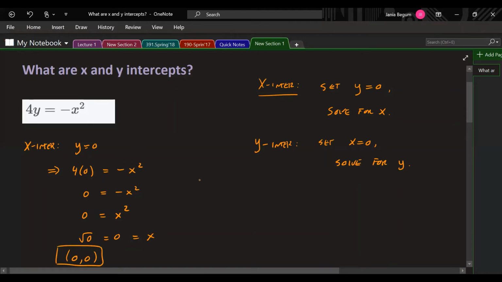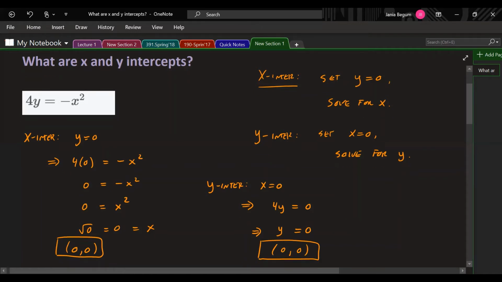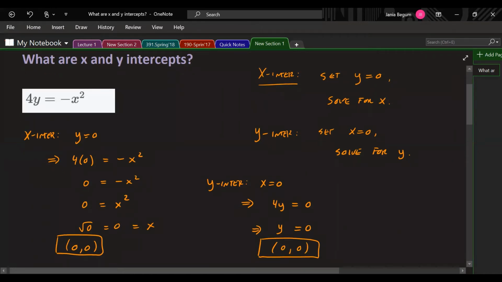And now for the y-intercept, we are going to set x equals to 0. That would give us the equation 4y is equal to 0 squared, which is 0. And then we divide by 4, so that will give us y is equal to 0. So there you'll have your y-intercept is again the point 0, comma 0. So in this equation, it just happens to be the x and y-intercept both the same point 0, comma 0.